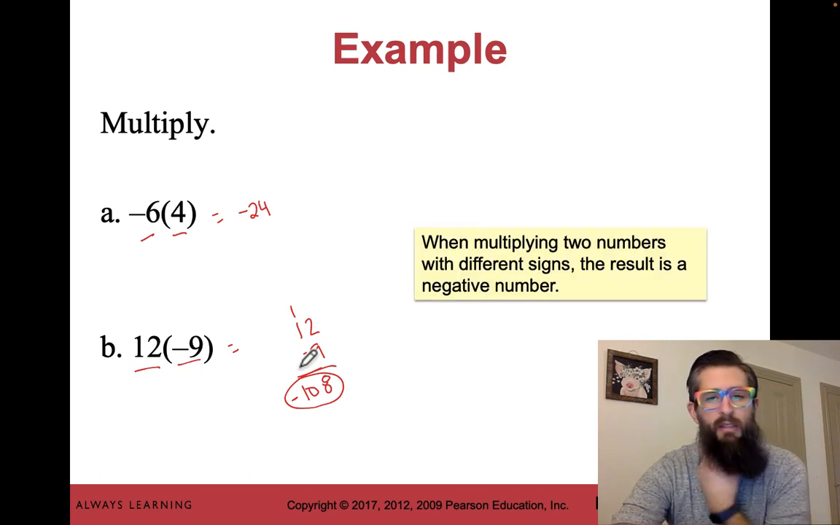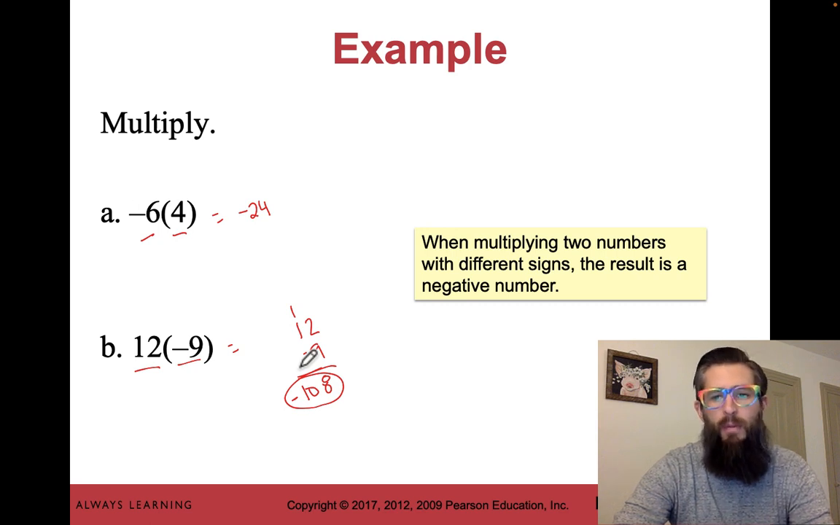Now, if you need to pause it, take a minute to write this down. If you don't have this in your notes yet, definitely go ahead and do that. When multiplying two numbers with different signs, the result is a negative number.